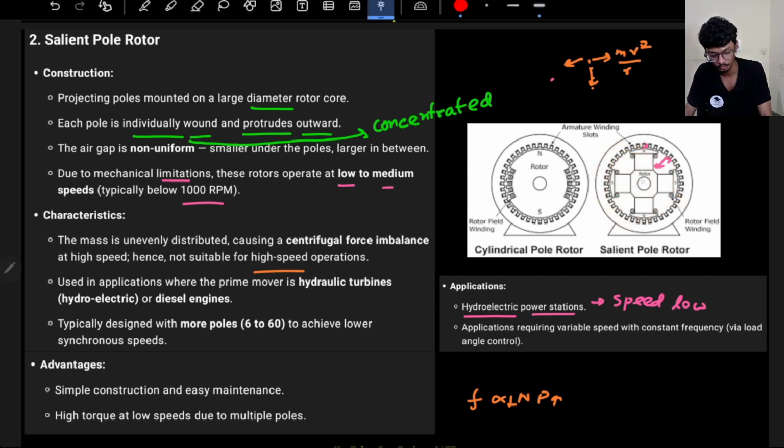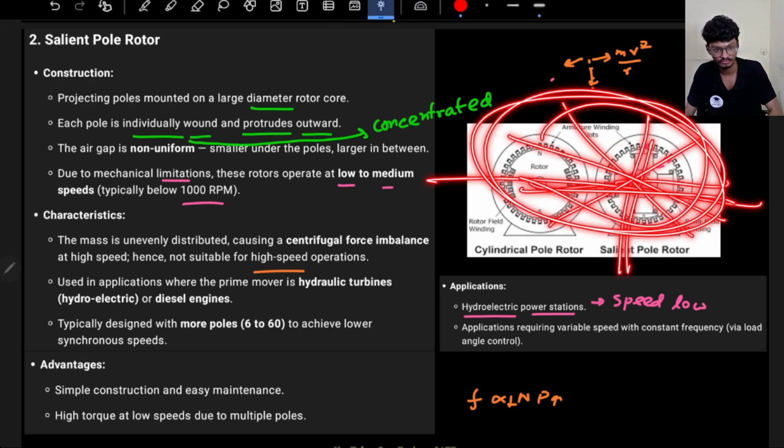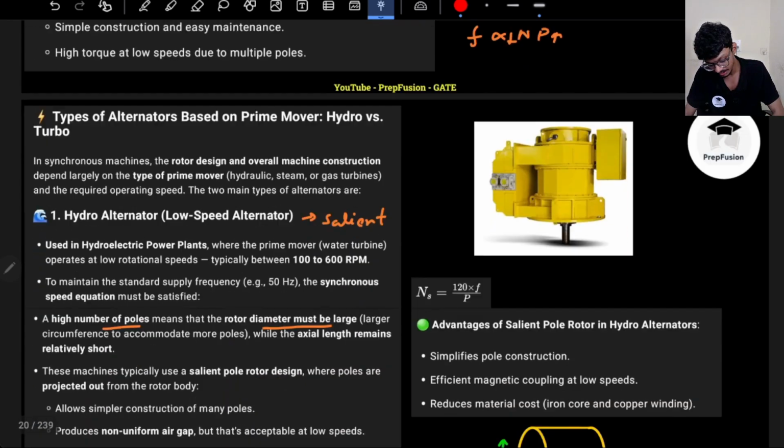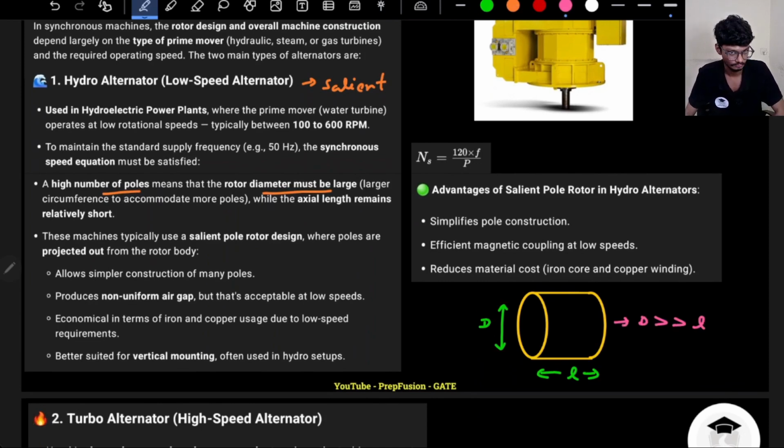If I am increasing the number of poles, this should provide me enough diameter so that I can insert enough number of poles over here. So that's why you will see that the diameter of a salient pole rotor will be higher. Diameter will be much greater than the length for a salient pole rotor. Okay, so this is the structure of the rotor basically.